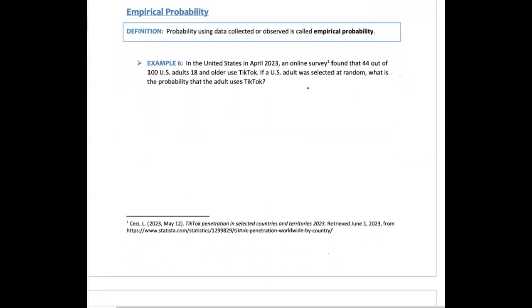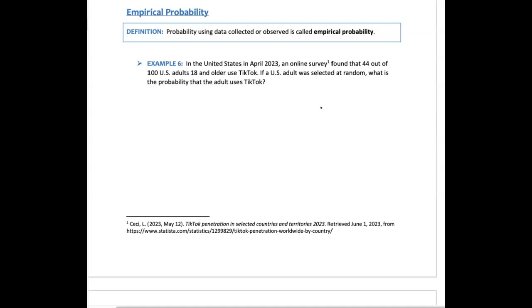Empirical probability. Probability using data collected or observed is called empirical probability. Empirical probability is not always exactly the same as theoretical. That is what you expect to happen. Theoretical probability may not always be what actually happens. What actually happens is your empirical probability.